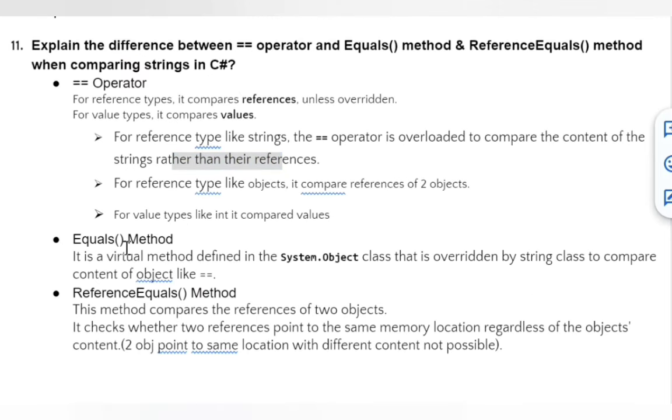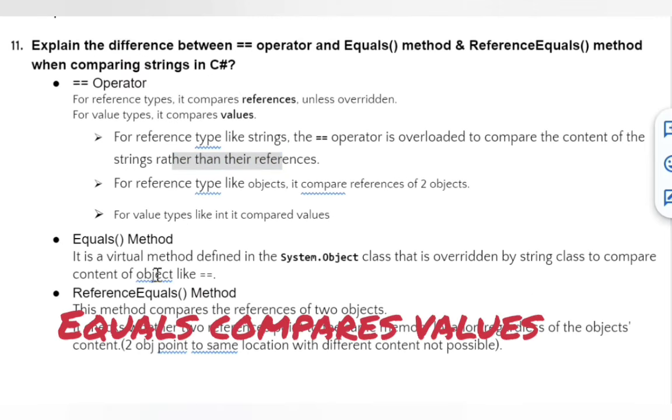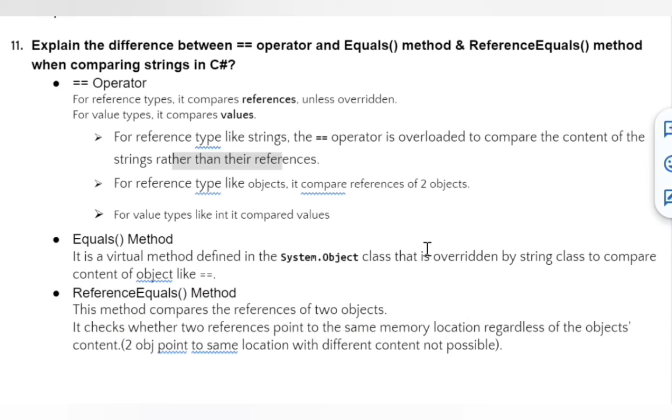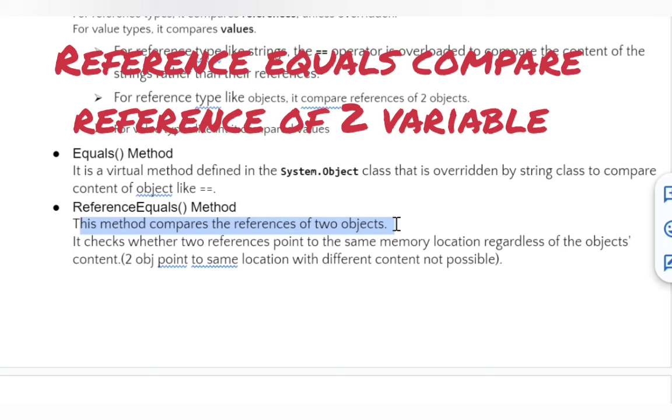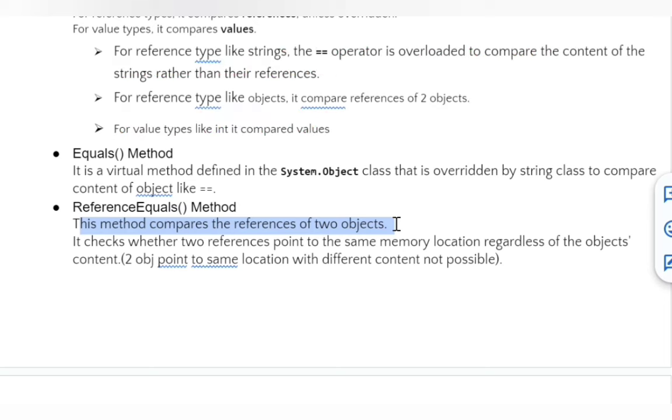So now let's move to the Equals method. This is basically a virtual method defined in the System.Object class, but it is overridden by the string class. Since this is a virtual method, we can override it. So it is overridden to compare the content of the object, like the equal to operator. Now we have ReferenceEquals. The ReferenceEquals method basically compares the reference of two objects, meaning the location of two objects, and does not compare the actual value.